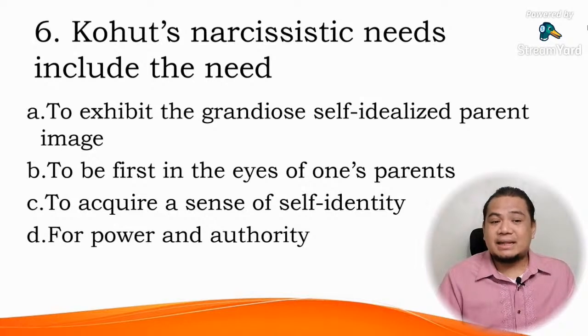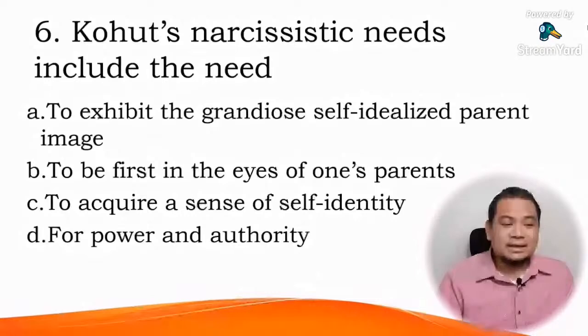Number 6. Kohut's narcissistic need included the need A. To exhibit the grandiose self-idealized parent image. B. To be the first in the eyes of one's parents. C. To acquire a sense of self-identity. Or D. For power and authority.